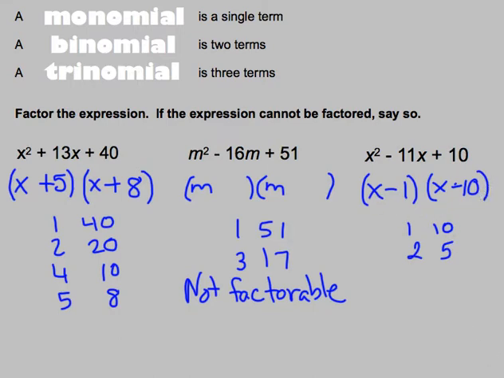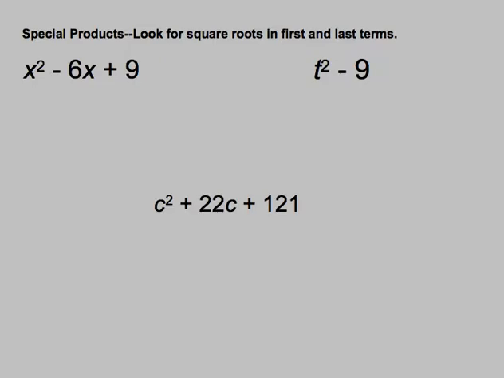Now, you should get to a point where writing these out isn't necessary. Just think about them and decide which factors would add up to the middle number. Now, we also have some special products. You can still do these the same way, but this is a nice thing to look for.